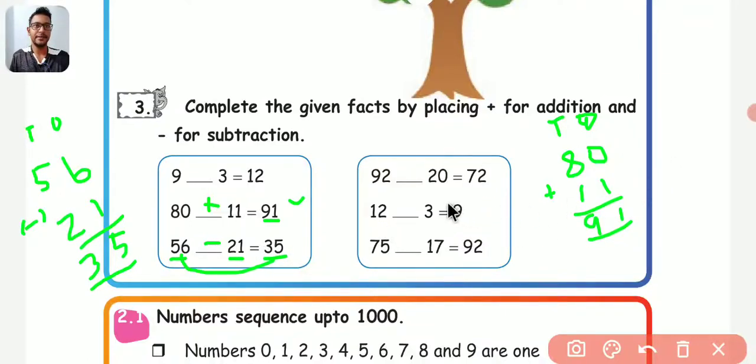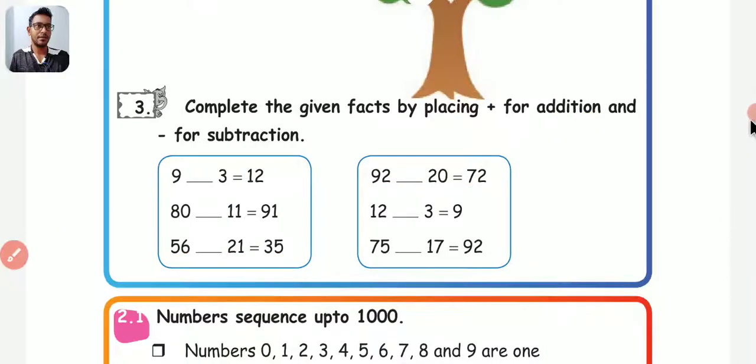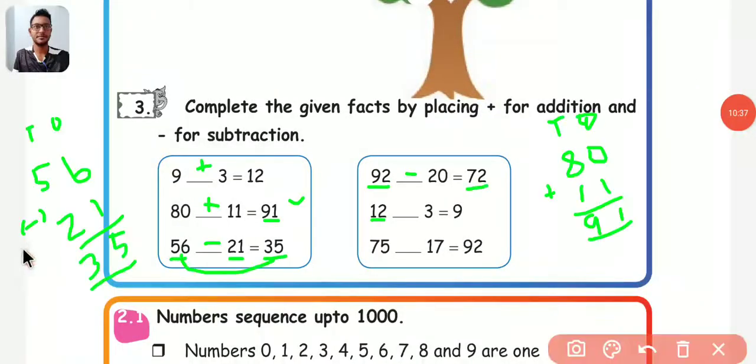Next, you compare this number. So what is the answer? 72. Here we have the biggest number, 92. Okay, so in this case we have to put minus. If you do 92 minus 20, you will get 72. So now you compare this number. First one is 12. This number is 9. So the answer is the smaller one. In this case you have to put minus.